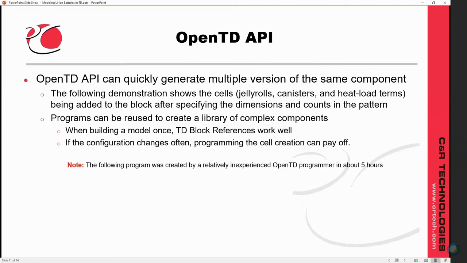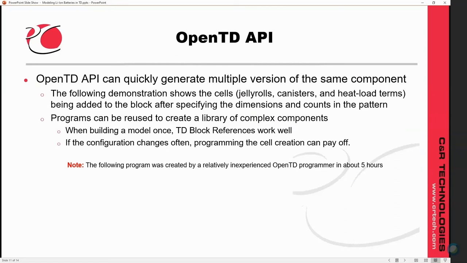create the jelly rolls, the canister, the heat loads, the contactor between the jelly roll and the canister, and give a unique submodel ID to those things. And we've programmed in the agreed upon pattern. So even though it may change in size or distribution, you could very quickly repopulate that. So these programs can be reused. So you could create a library of complex components to very quickly add into various models.